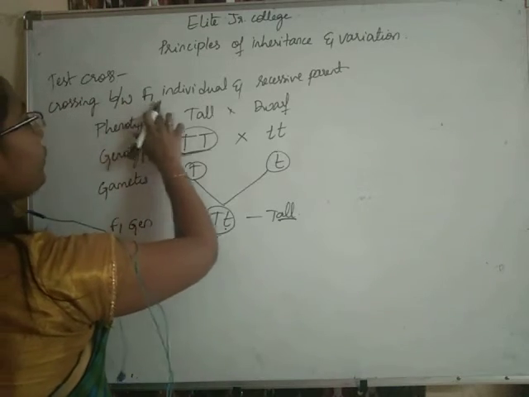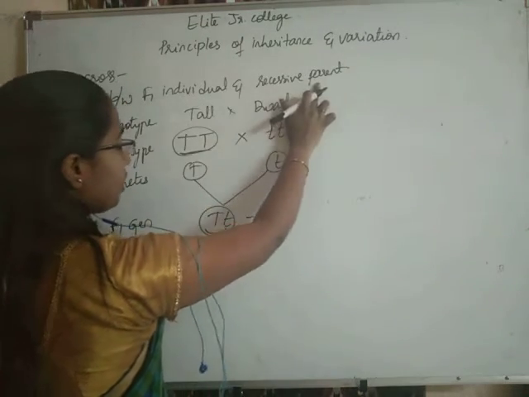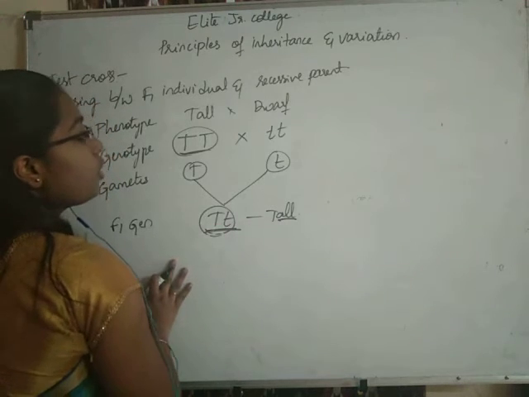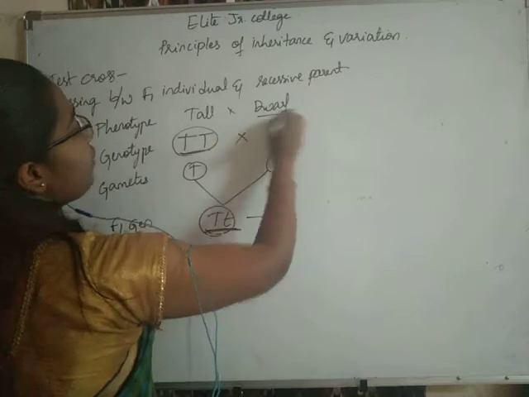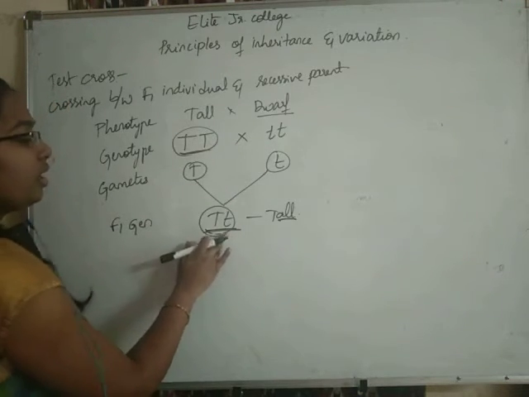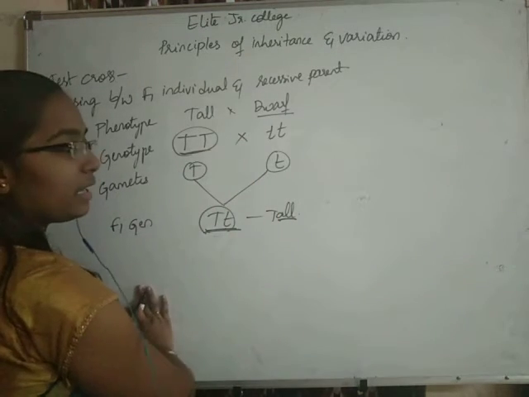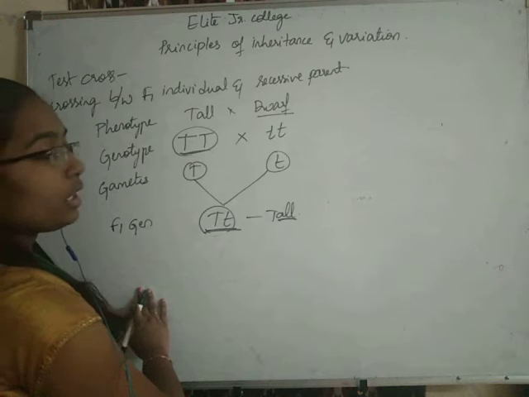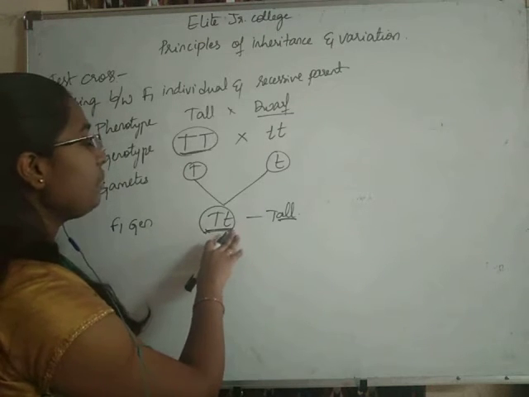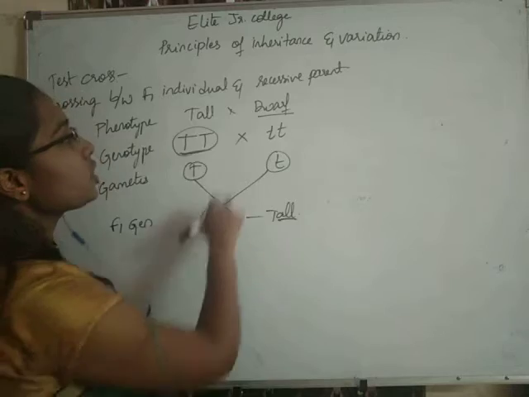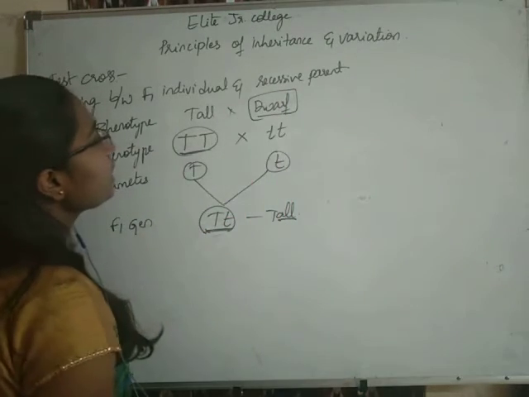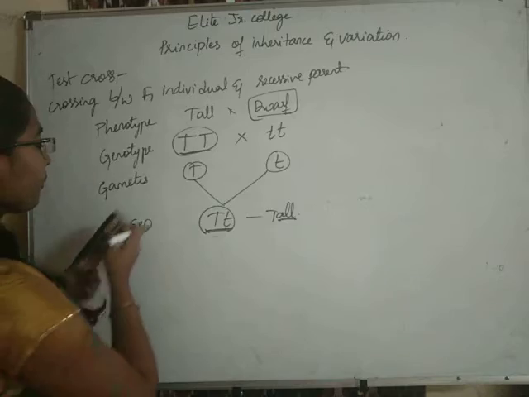Here we are crossing the F1 individual to the recessive parent. Who is the F1 individual? Capital T small t is the F1 individual. Who is the recessive parent? Dwarf is the recessive parent, because the dwarf character has not appeared in the F1. So for identification of the genotype of this tall plant, we have to make a cross with this recessive parent, that is the dwarf individual. So let us make this cross now.